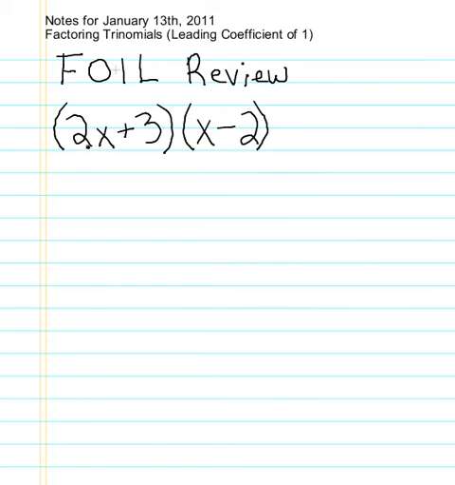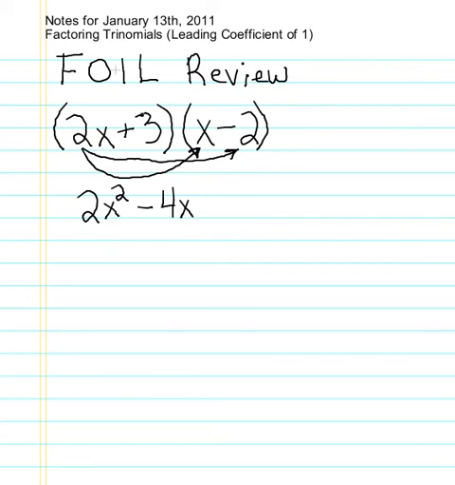The F in FOIL tells us that we're going to take the first term in each parenthesis and multiply those terms together. So I'm going to take the 2x, I'm going to multiply it by the x to get a product of 2x squared. The O in FOIL represents outer, so I'm going to take the outer terms in each parenthesis and multiply them together. I'm going to take the positive 2x times the negative 2. Positive 2 times negative 2 is negative 4. And since the first term had an x on it, we're going to get negative 4x here.